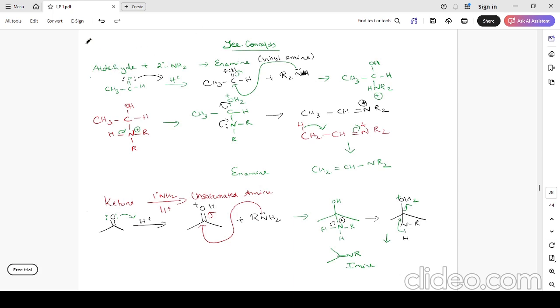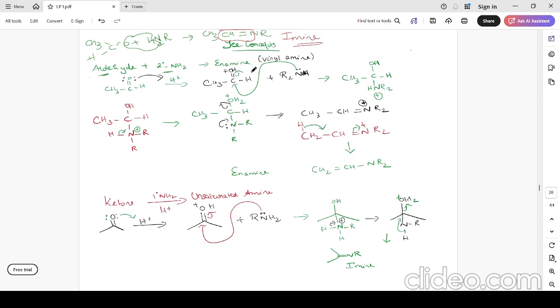Next one, when I use aldehyde with secondary amine. See, I am having CH3CHO double bond, primary amine, RNH2. I remove this. What will you form? CH3CH double bond NR. What is this compound called? CH double bond N. This is called an imine.